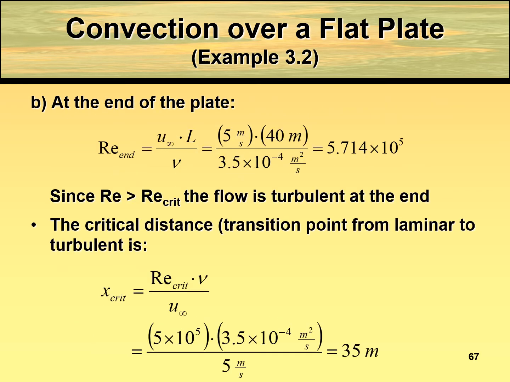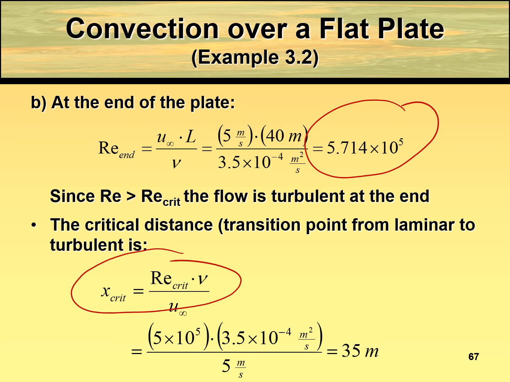At the end of the flat plate, the Reynolds number is 5.714 times 10 to the power of 5. So this is higher than the critical Reynolds number, so at the end of the plate it is already in the turbulent flow region. Then you can calculate the critical length, which gives you 35 meters. So from 35 until 40 meters, that region is in the turbulent region.